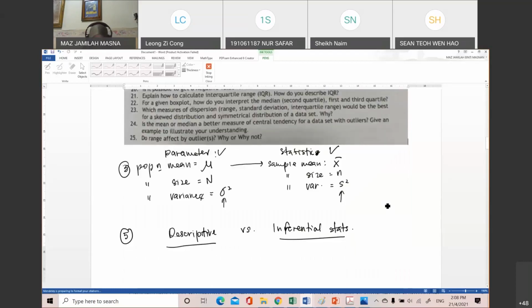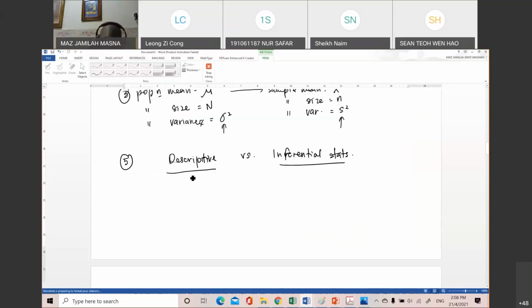Class? What is descriptive statistic for? To describe data, right? To describe data in terms of what? In terms of graphical and in terms of numerical. So numerical can be measure of central tendency, measure of dispersion, and measure of location or position.